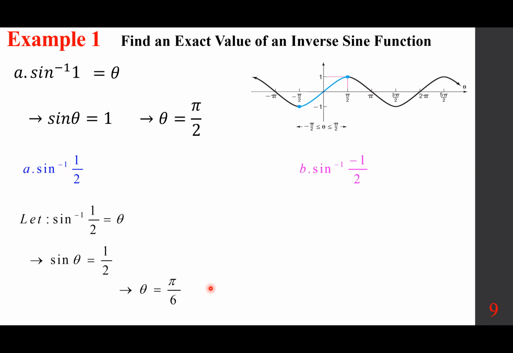Sine inverse of negative 1/2, we do the same thing. What is it equal to? Theta, by definition. Sine of theta equals negative 1/2. And remember, 1/2 gives you pi over 6. And for sine theta being negative 1/2 it is negative pi over 6 because of the restriction we have on the inverse. We're going to go from negative pi over 2 to pi over 2. And this is in the fourth quadrant where sine is negative.